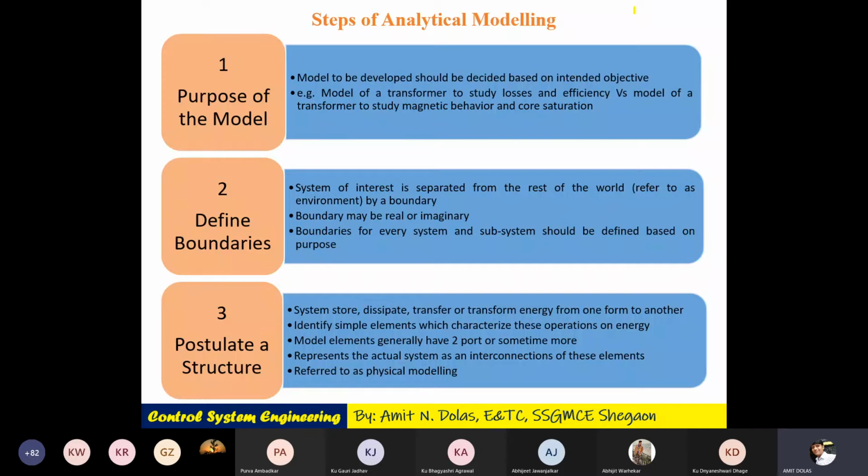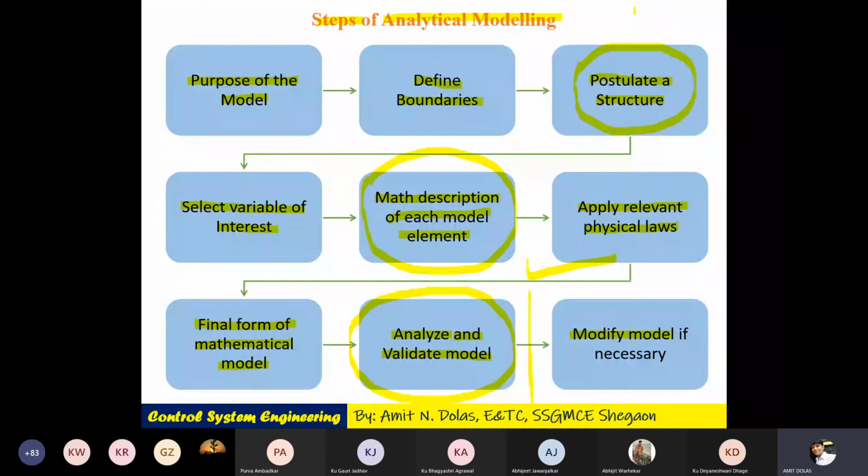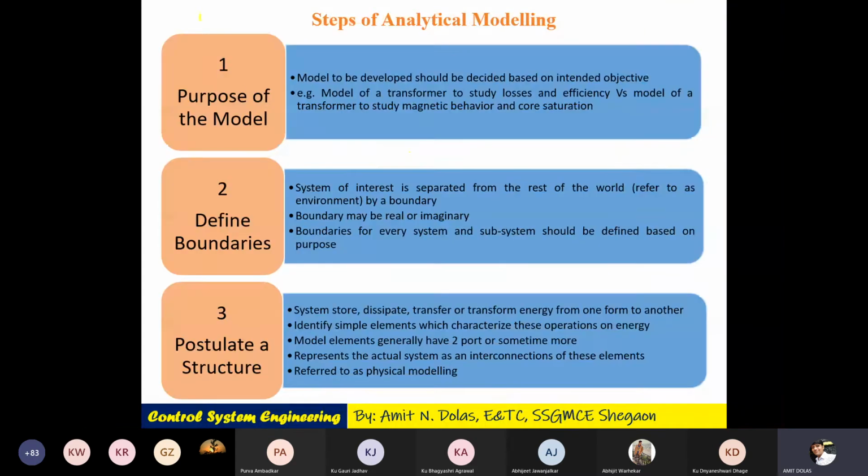Now we'll go into each and every step, whatever I spoke about during the earlier PPT, in detail. So first, purpose of the model. The model to be developed should be decided based on the intended objective. Objective क्या है उसका? Example, model of a transformer to study losses and efficiency versus model of the transformer to study magnetic behavior and core saturation. Purpose क्या है समझ में आ गया.